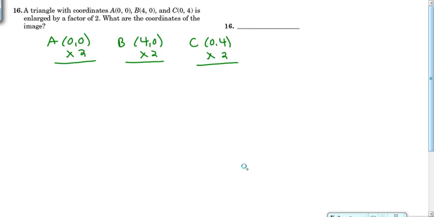A triangle with coordinates A at (0, 0), B at (4, 0), and C at (0, 4) is enlarged by a factor of 2. What are the coordinates of the image? Well, if you're enlarging it by 2, you're going to multiply by 2.